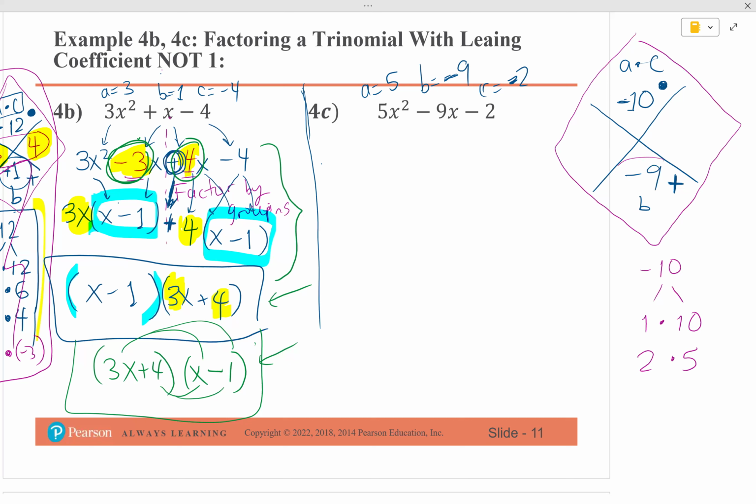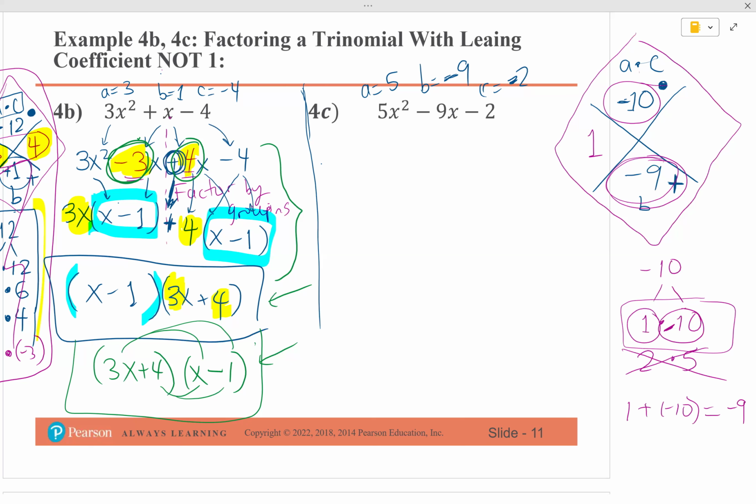But which pair might add up to -9? I think 2 and 5, there's no way those are going to add up to -9. Even if you make both of them negative, they only add up to -7. So it's got to be these two somehow. Which one do I make negative? If I want the two numbers to add up to a negative, the bigger one better be negative, right? So I think I need -10 and 1. 1 times -10 would be -10 like I want. Check. 1 plus -10 is -9. Yep, so I think those are the ones we want.